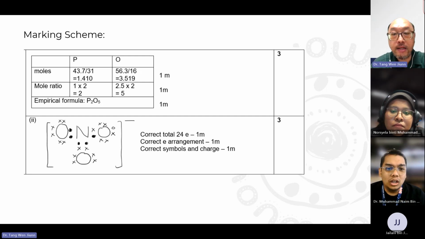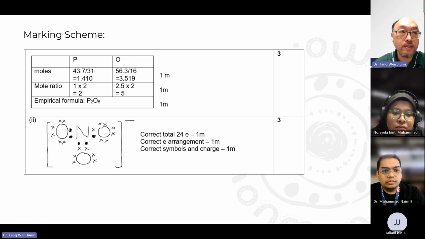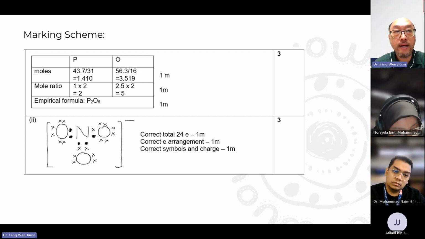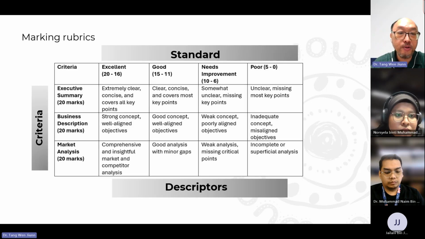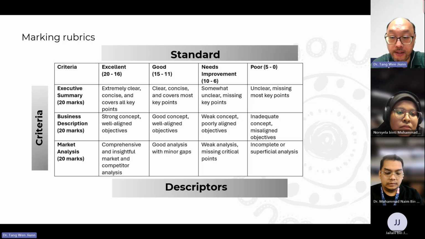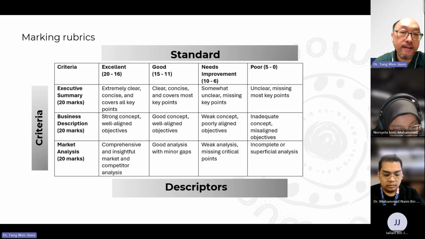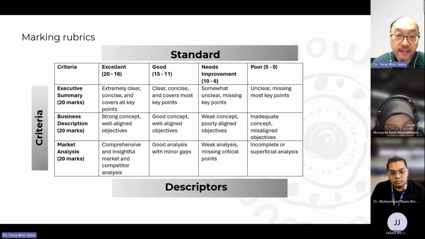If you are testing a certain range of skills, like presentations or coursework, which will measure several criteria, then you need the marking rubric. This is an example of a marking rubric here. You can see a typical marking rubric. You have the criteria, what we want to measure. For example, here we have the executive summary, and in total how many marks, business description, and also the market analysis. This is the project.